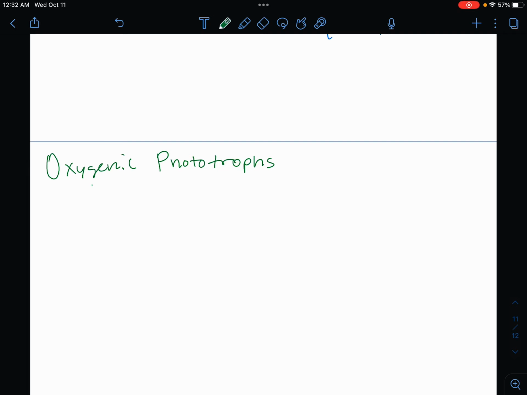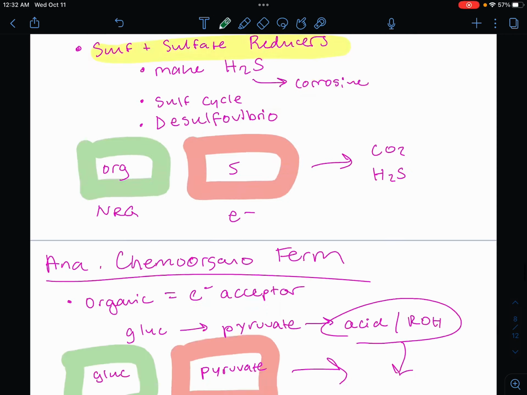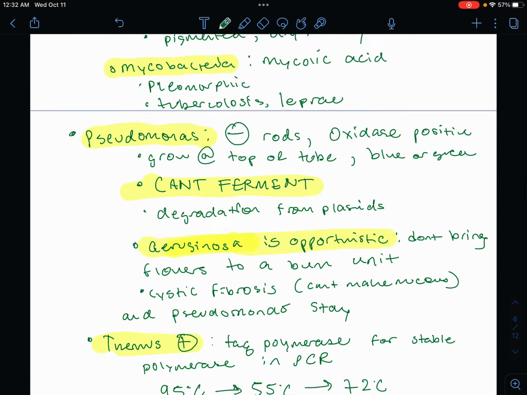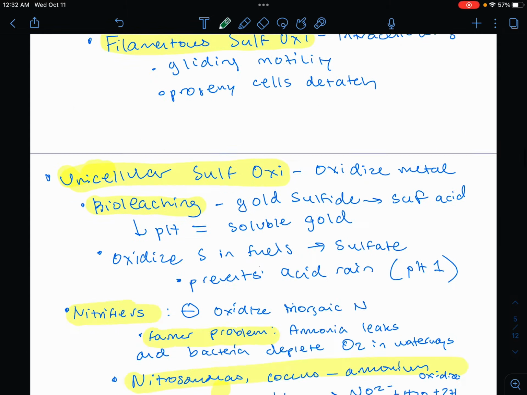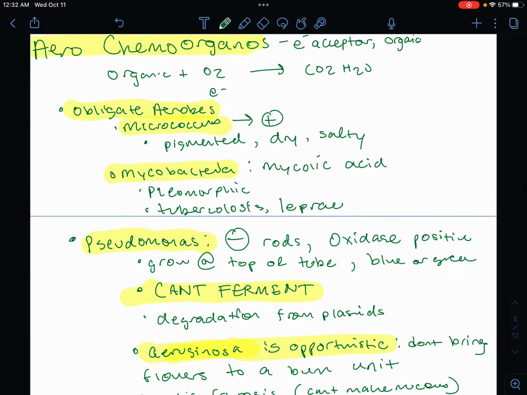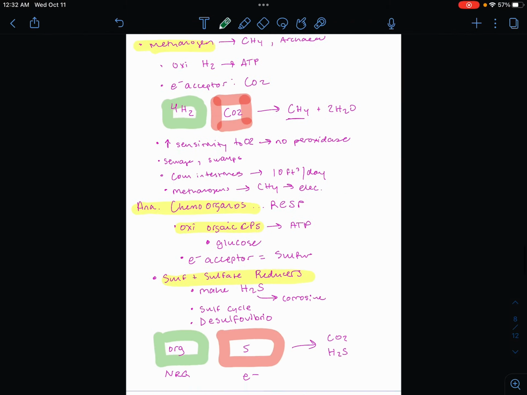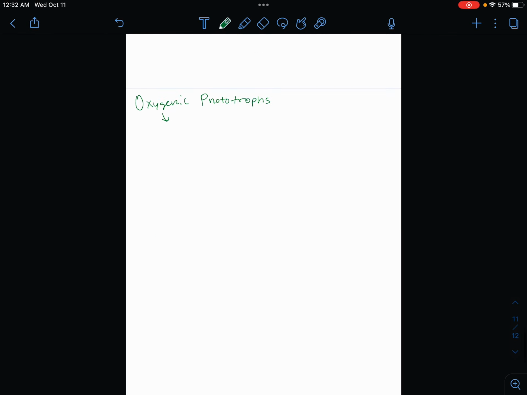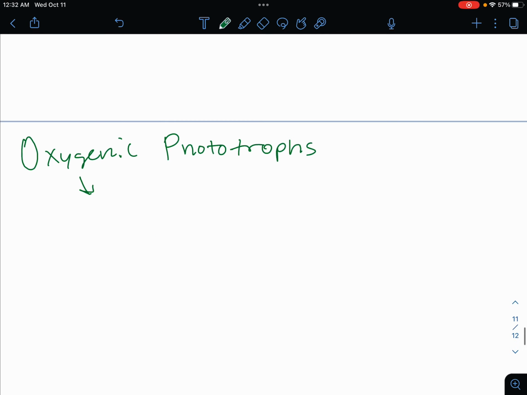All right, so again, anoxygenic meant it doesn't make oxygen. Sorry about that. These ones are actually going to make oxygen, and they're still going to use light as the energy source.